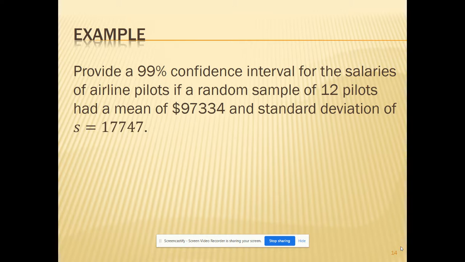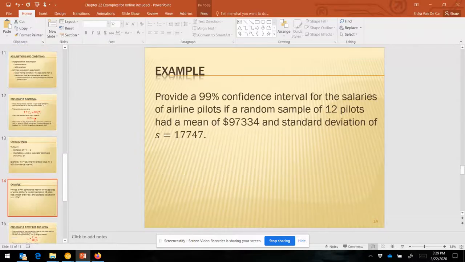Now, let's build a confidence interval. So, first of all, provide a 99% confidence interval for the salaries of airline pilots if a random sample of 12 pilots had a mean of and standard deviation of. Okay. So first of all, it says it's random, so that condition's met. 12 is certainly less than 10% of all pilots, and then we're going to have to assume that this follows a normal distribution. Now, once we do that, we need a 99% confidence interval, so that means 99 from 100 leaves 1%, so 0.01 two-tailed.